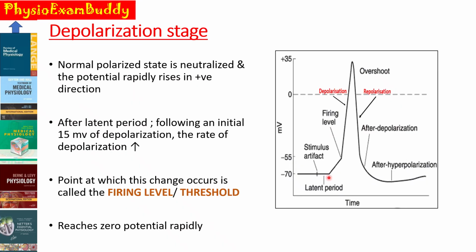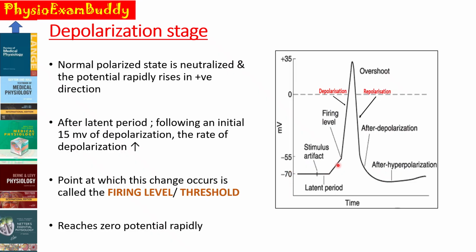The stage following the latent period, that is where the charge changes from minus to positive, this stage is known as the depolarization stage. But you can see here that the speed of depolarization is not uniformly changing throughout this depolarization stage. So after this latent period, you can see here the initial depolarization, that is up to 15 millivolt depolarization, that is the difference between minus 55 and minus 70, that is 15 millivolt of depolarization.